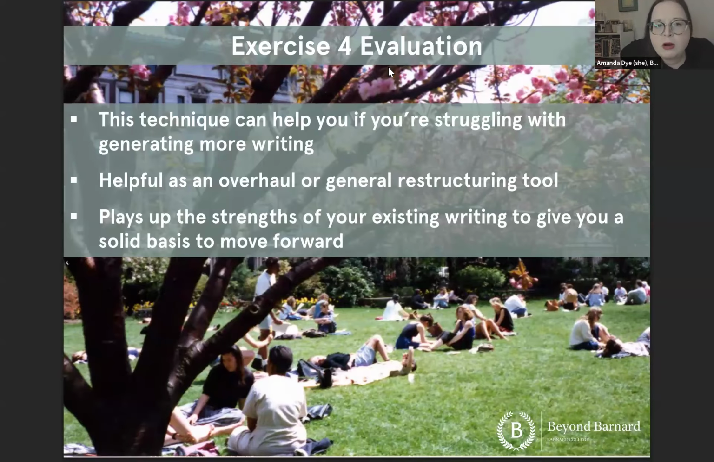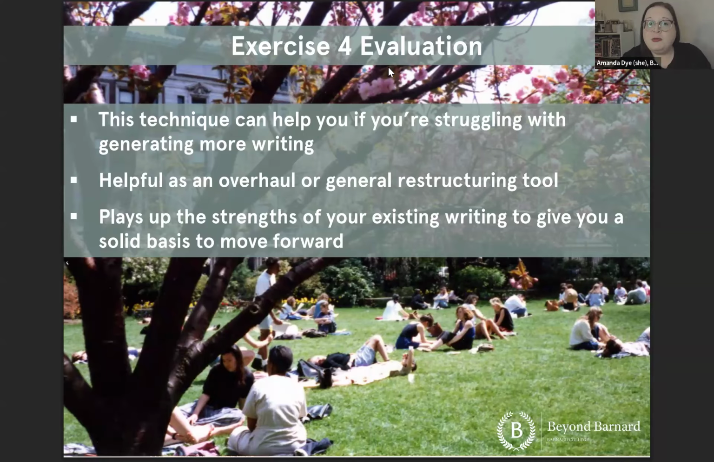I think that this technique is super helpful, especially if you're struggling with generating more content, or you're thinking, hey, I would like a different approach, but I don't know exactly where I want to start. It's helpful for completely overhauling things or for just generally restructuring one idea. And I like it because your starting place is, these are the parts of my writing that I really like. These are the things that I think are really expressive of something true and important about me. So you're starting from a place of strength and trying to build new content that way.